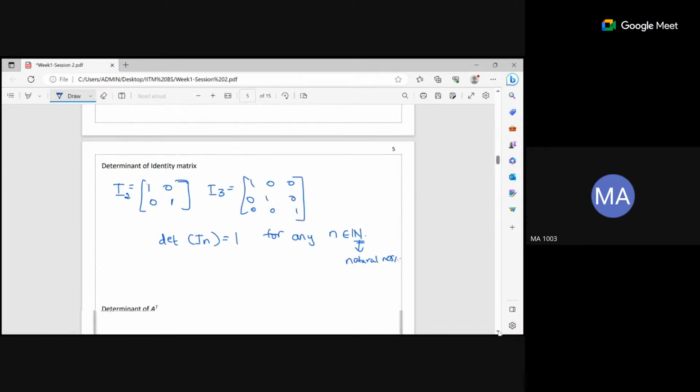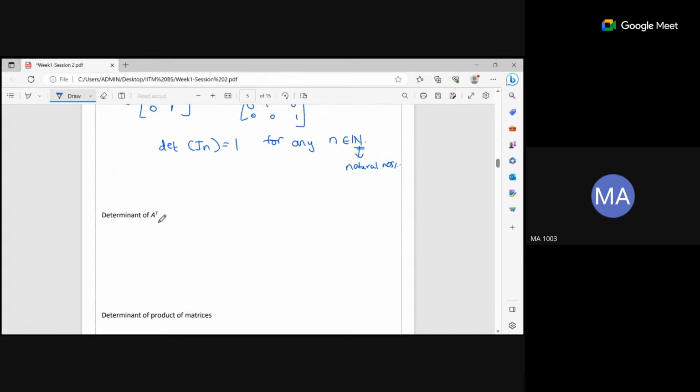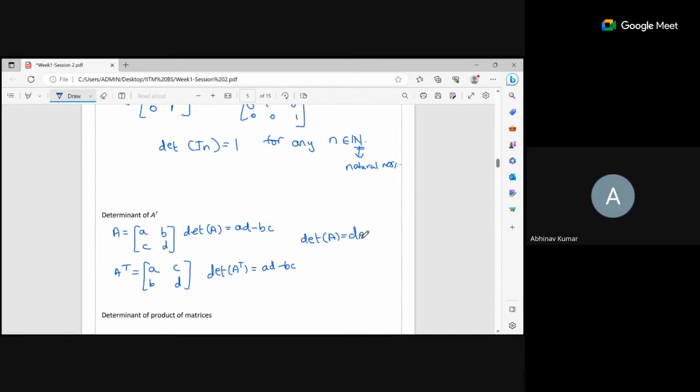So determinant of A transpose means, what is A transpose? Let's say A is equal to the matrix with rows A, B and C, D. What is the determinant of A? AD minus BC. Now, what is A transpose? Rows A, C and B, D. What is the determinant of A transpose? AD minus BC. Again, it is the same. So what do we know? The determinant of A is the same as the determinant of A transpose.